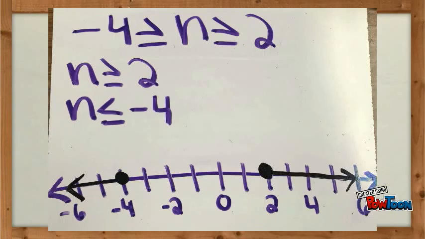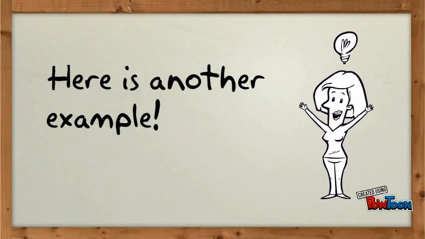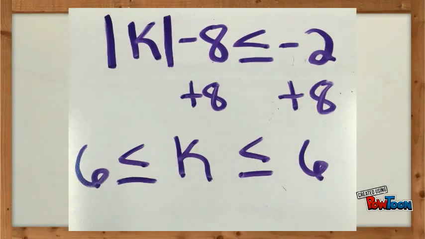In this equation, you add 8 to both sides. Then, once you add 8 to both sides, you put it into graphing form. Then you can graph it on the number line.